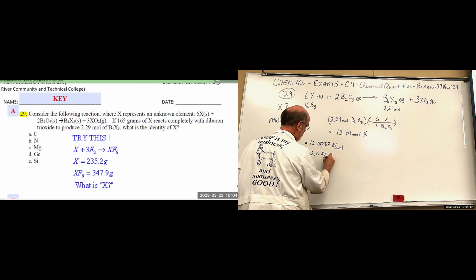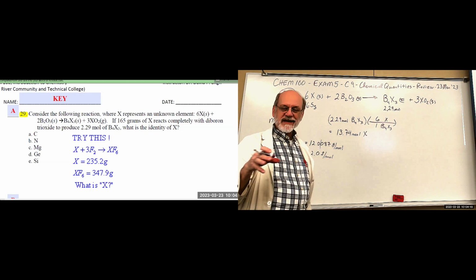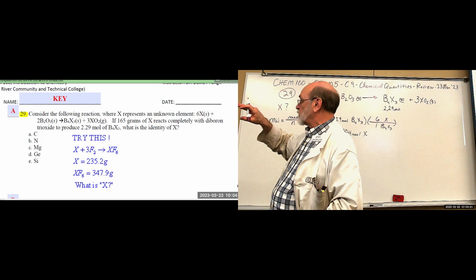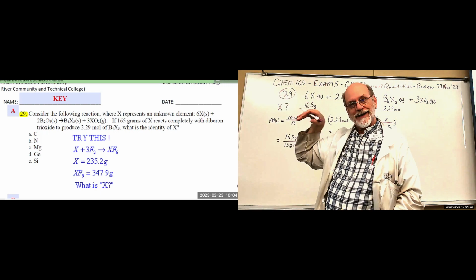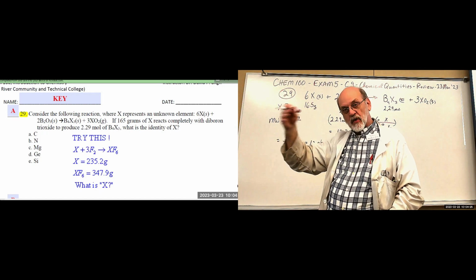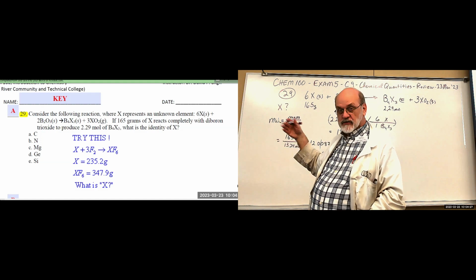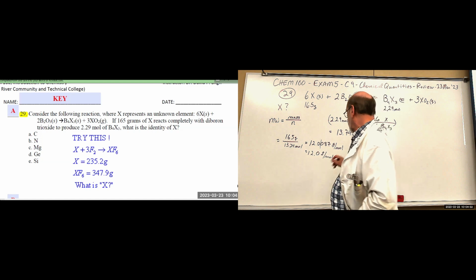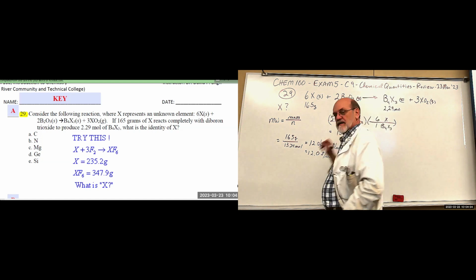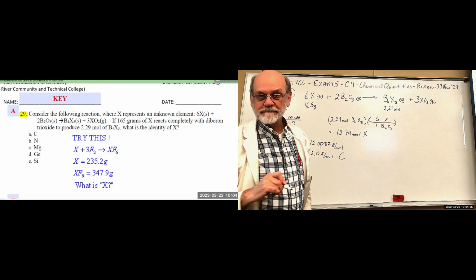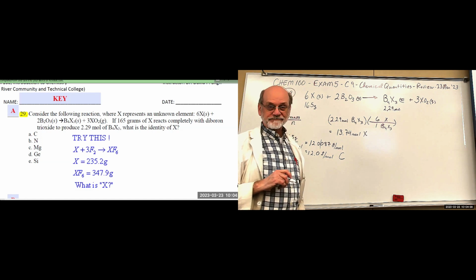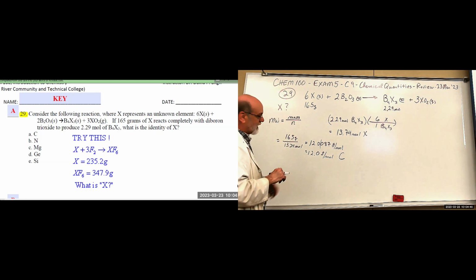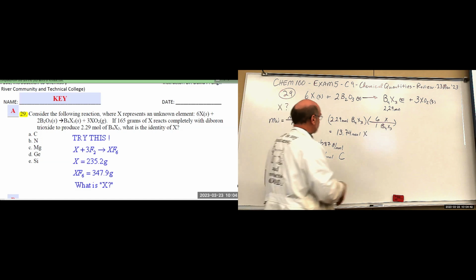Grams per mole. So you go to the periodic table and you follow along from top to bottom, left to right, as the molar masses increase, and you stop when you get to the one that's close to this one. And as it turns out, this is carbon. X is carbon. Okay? All right.